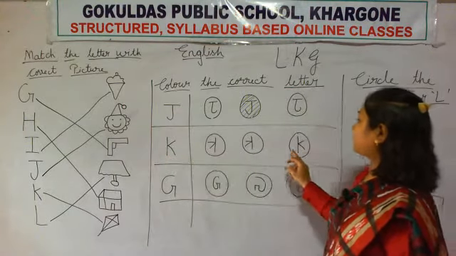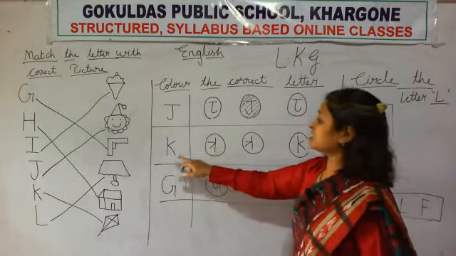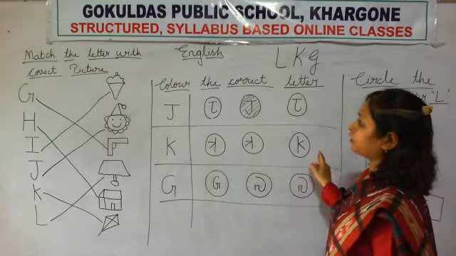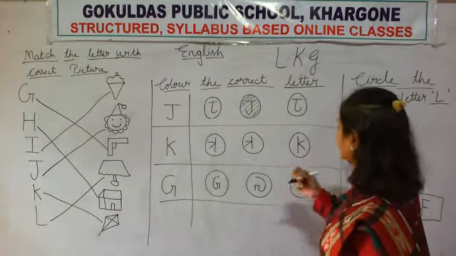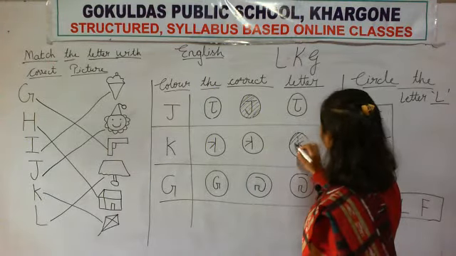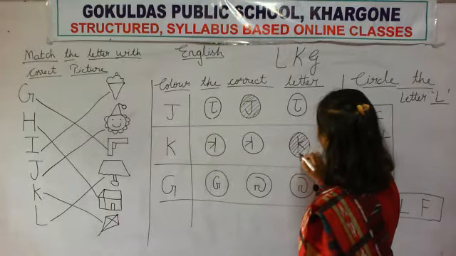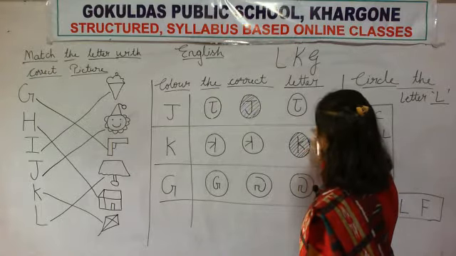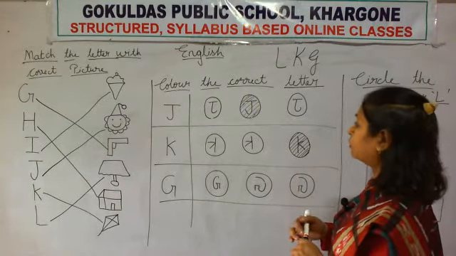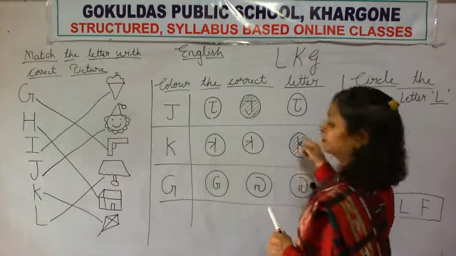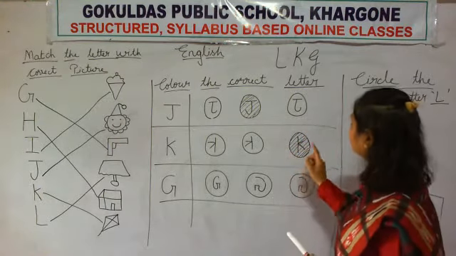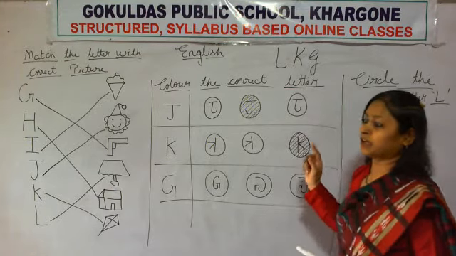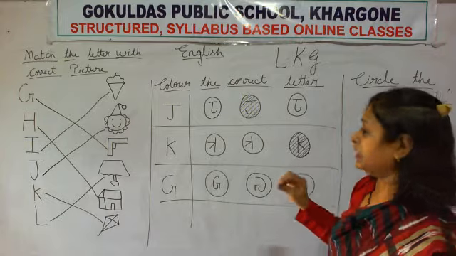Okay. Both letters are same. This is K and this is also K. Yes. So what we will do? We will color this letter. And color should not go out of the circle. You have to color in the circle only.